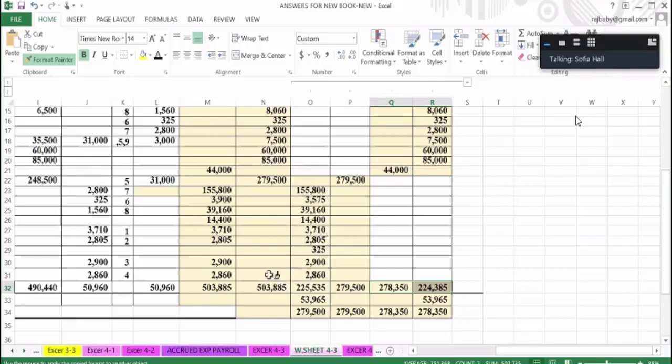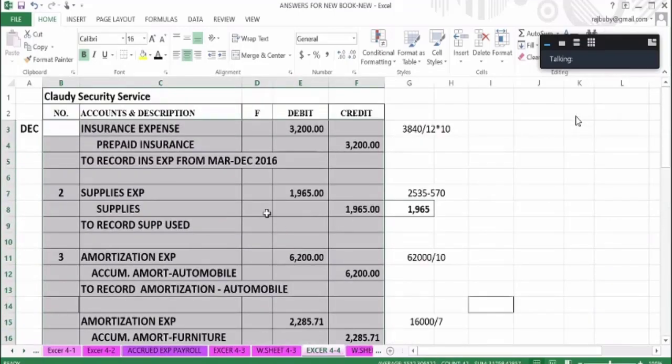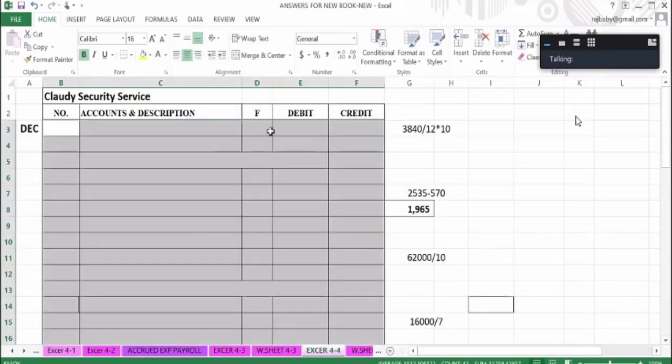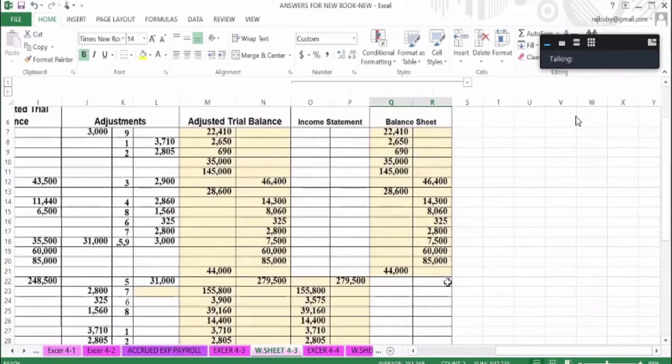Can we do the next one after you finish? Sorry, Matilda, can I see the worksheet again from the beginning? Okay, thank you. The top part. Okay.